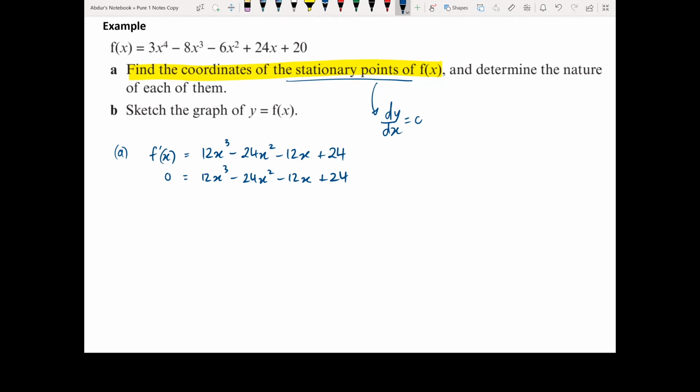And then if we were to solve this, it gives us an x value of minus 1. So f dashed of minus 1 would give us 12 times minus 1 cubed, minus 24 times minus 1 squared, minus 12 times minus 1, plus 24, and that would give us 0, indicating that x equals minus 1 is a solution. So therefore x equals minus 1 is one of the solutions.